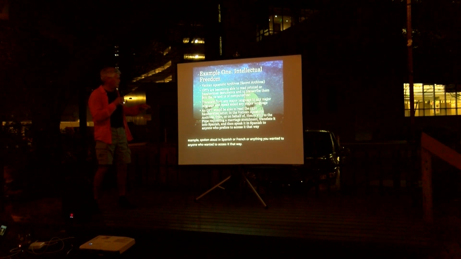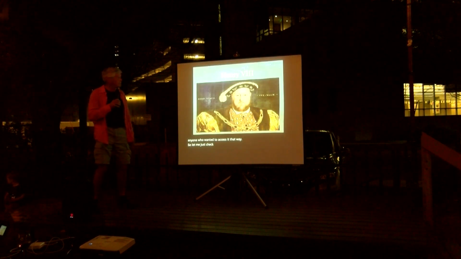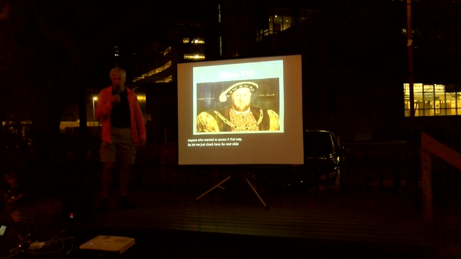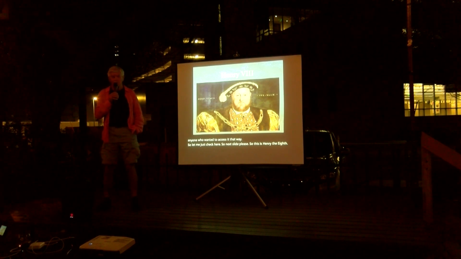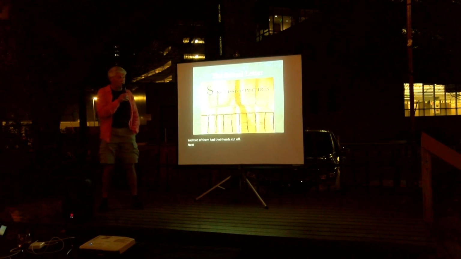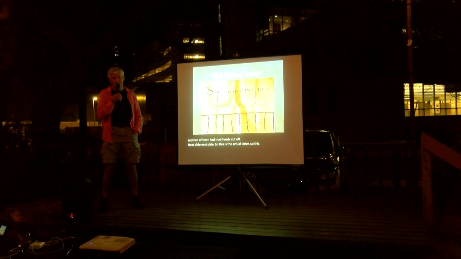So let me just check here. So next slide, please, Bob. So this is Henry VIII. I'm expecting a few of you here know him. He's the one that had 6 wives, and 2 of them had their heads cut off. Next slide, please. So this is the actual letter. So this is 1530.